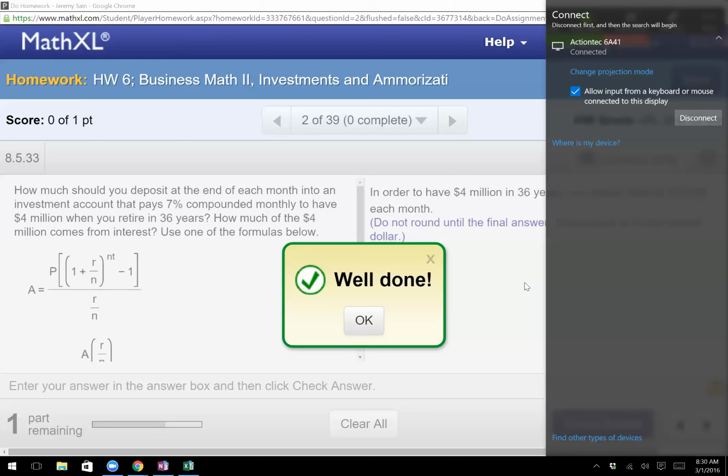And then what did we pay in? 401 every month for 16 years. So we paid in $76,000, and everything else was interest.